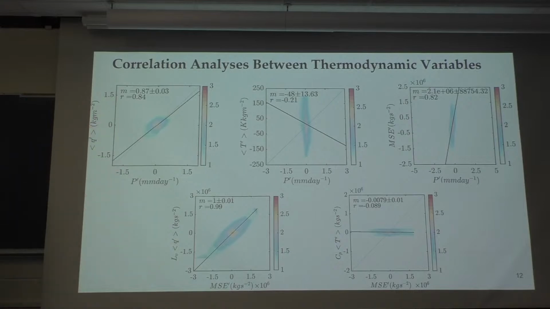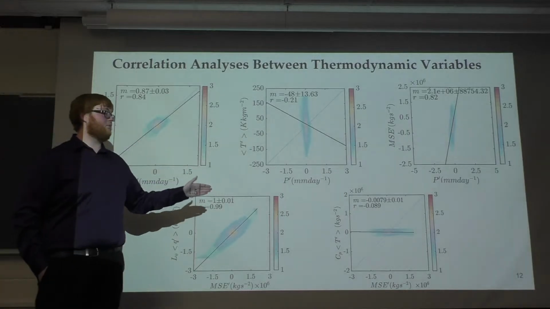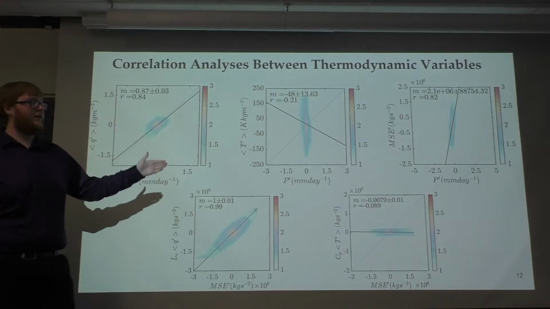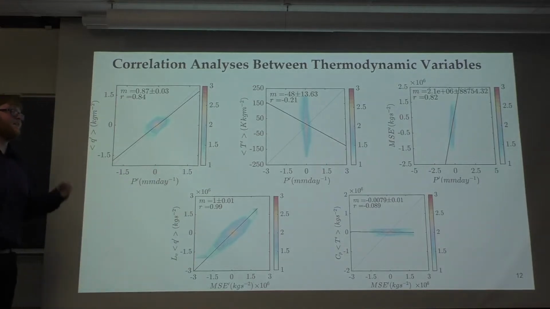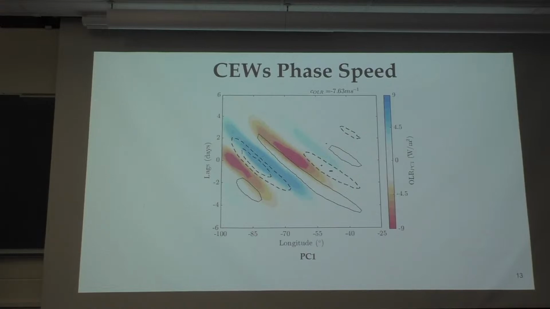Next, we can see that there's a high correlation between our moist static energy and our precipitation, and we have an astounding nearly 100% correlation between our humidity-related energy and our moist static energy, whereas we have almost no correlation between our temperature-related energy and our moist static energy, indicating that the majority of our moist static energy is coming from our humidity-related energy.